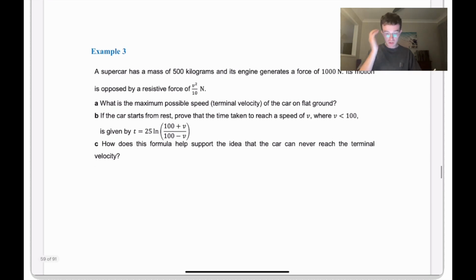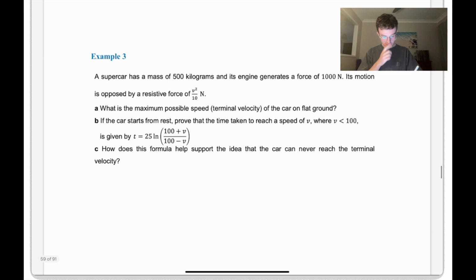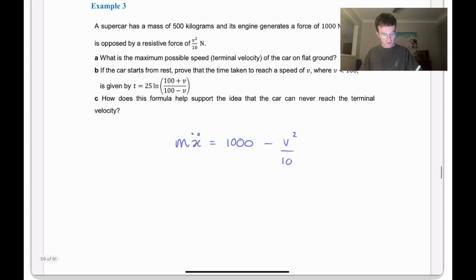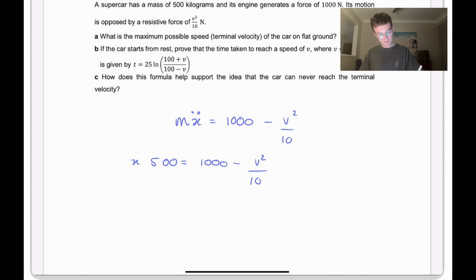Before we actually answer any of the questions, let's have a go at forming our equation of motion using Newton's second law. So we know that m x double dot is equal to our driving force, the engine force of 1,000 newtons, and we're subtracting the resistive force. Now we know that the supercar has a mass of 500 kilograms, so this is 1,000 minus the resistive force of v squared on 10, and we've got x double dot there. We divide both sides by 500, we're going to get 2 minus v squared on 10 times 500, which is 5,000.